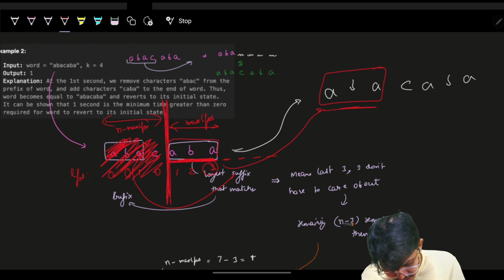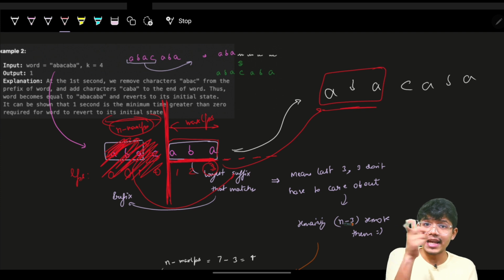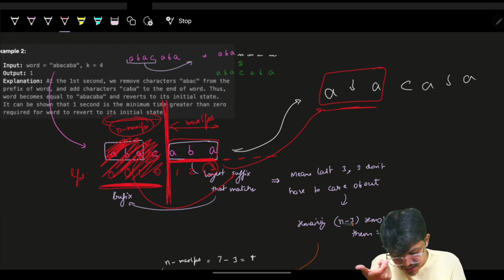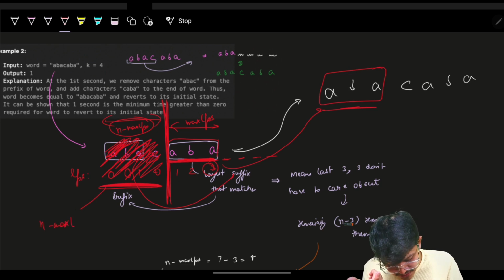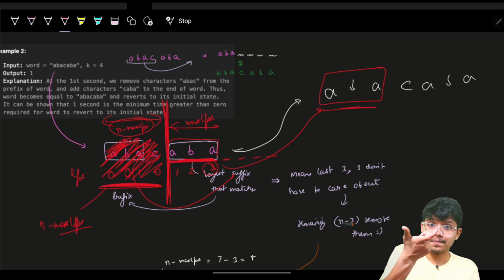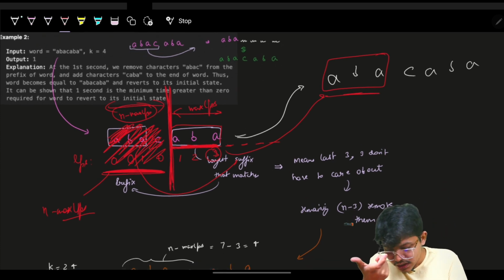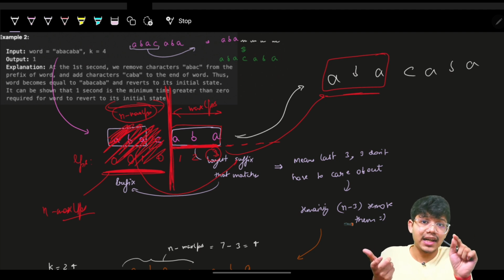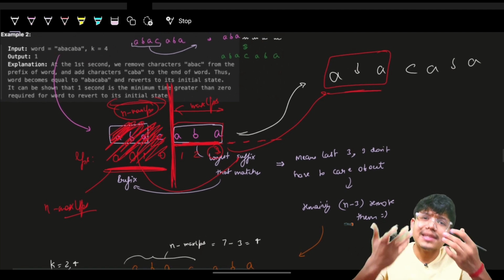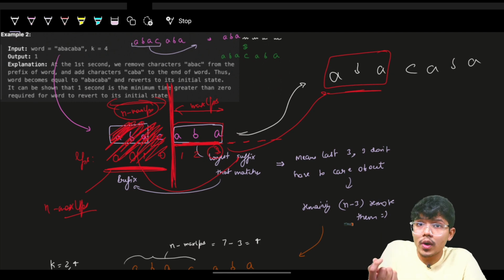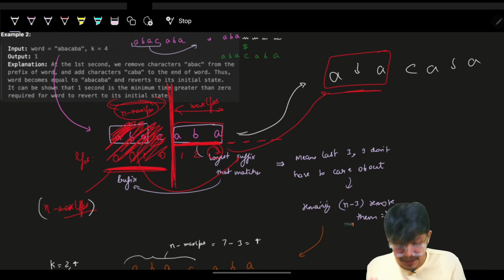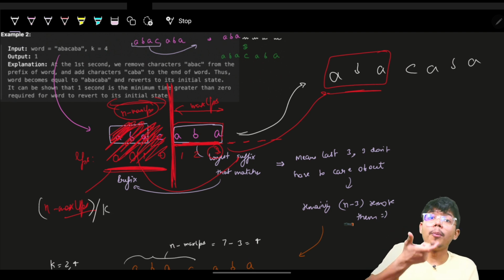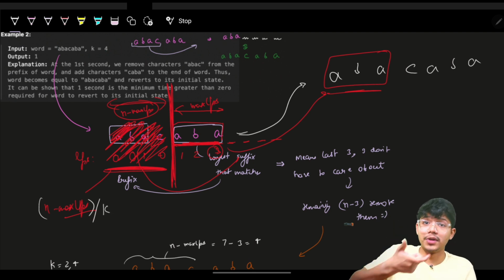Operations required: the remaining length for this specific portion is n minus max LPS. If this is the portion, I know in one time I can transfer k characters. So for sure you can simply say that the number of times required will be n minus this LPS, which is the specific length which I will have to remove, divided by k. It is the number of operations, or the number of times I will have to perform this operation.